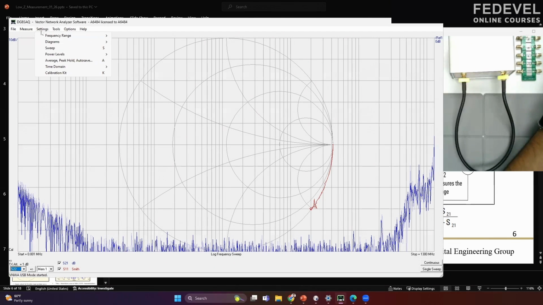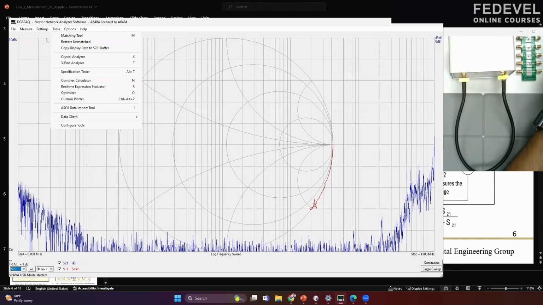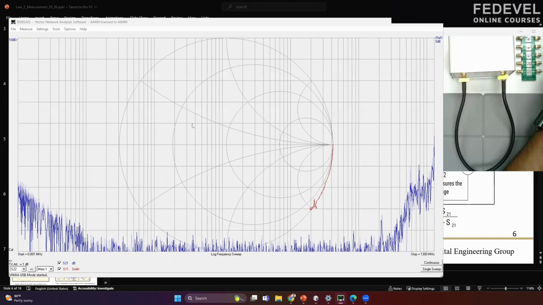So first we select the frequency range. We want to take a log frequency. So in settings frequency, we select the logarithmic sweep. Then we go to the actual sweep settings, click on that, and we get this window here.